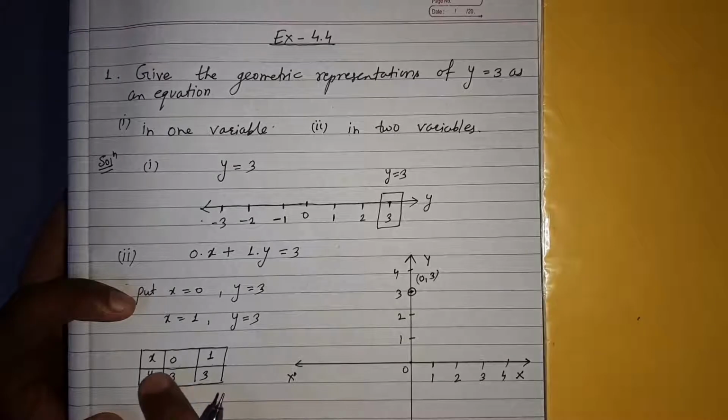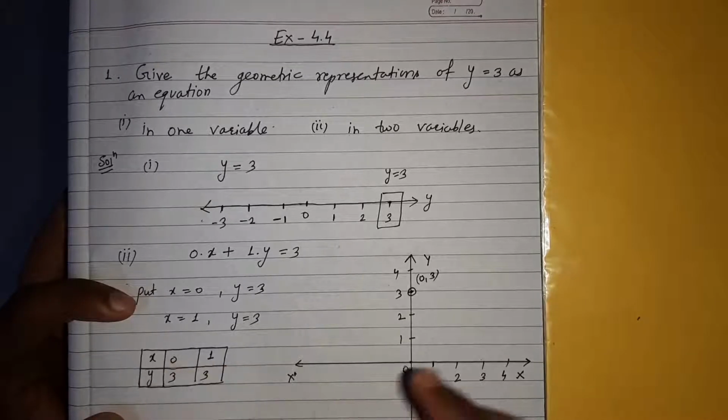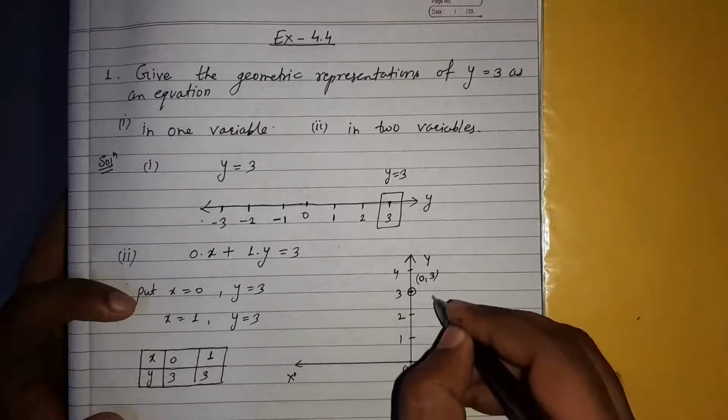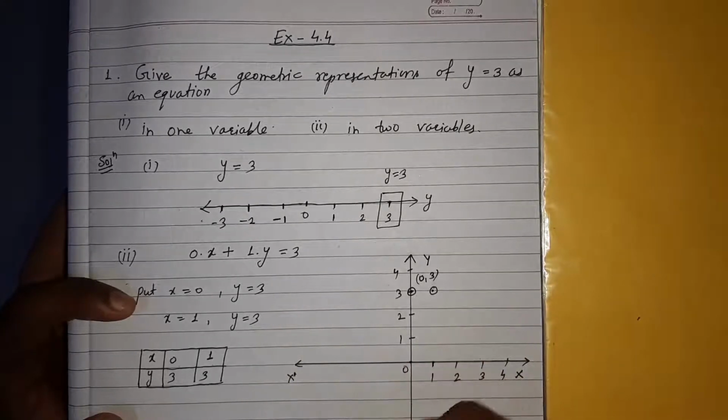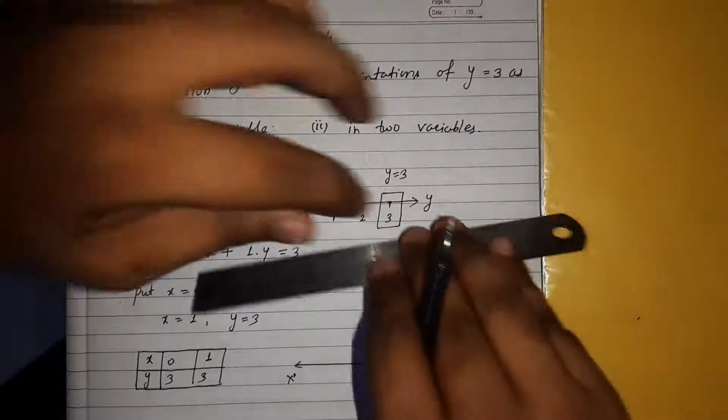The second coordinate is x is equal to 1 and y is equal to 3, which means at this point, x is equal to 1 and y is equal to 3. Now we will join these two points.